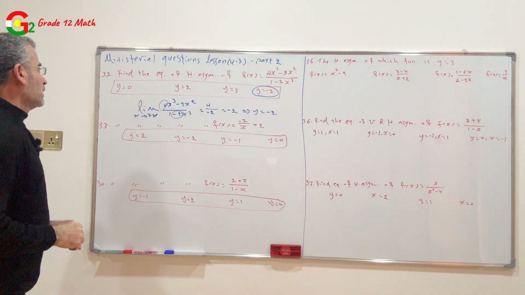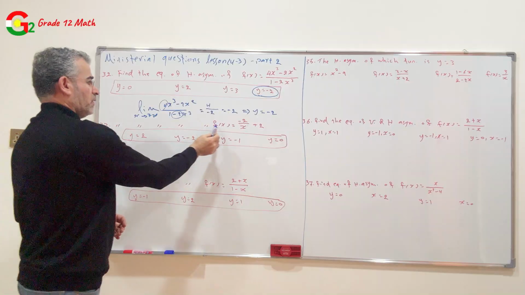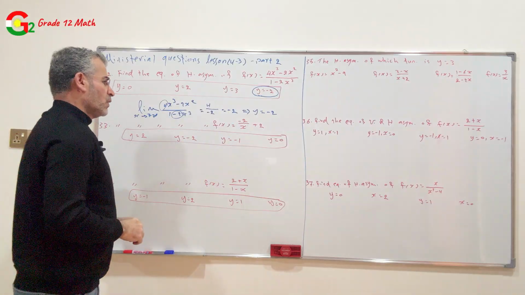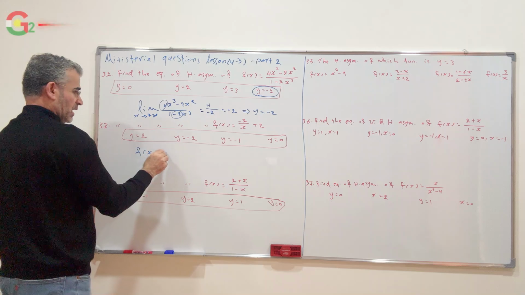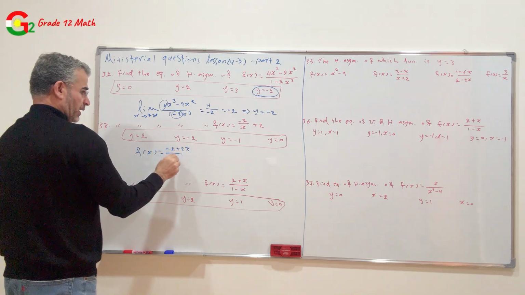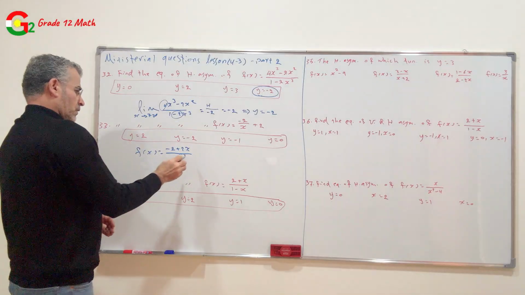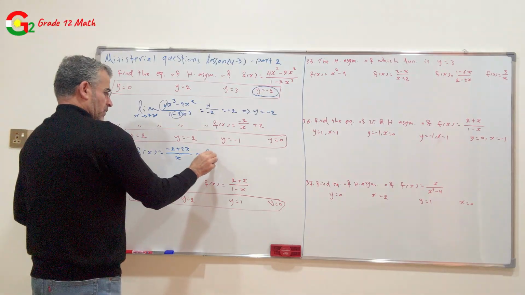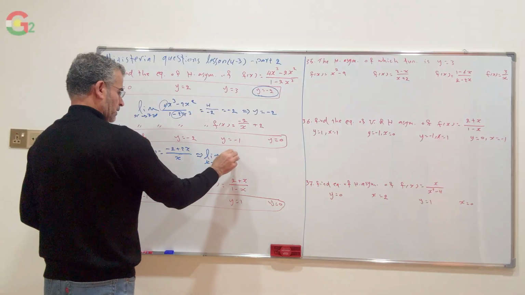Question number 33. Find the equation of the horizontal asymptote for the function f of x equal negative 2 over x plus 2. Rewrite this function as negative 2 plus 2x over x, the common denominator x. Also, find the limit when x approaches positive or negative infinity for this function.